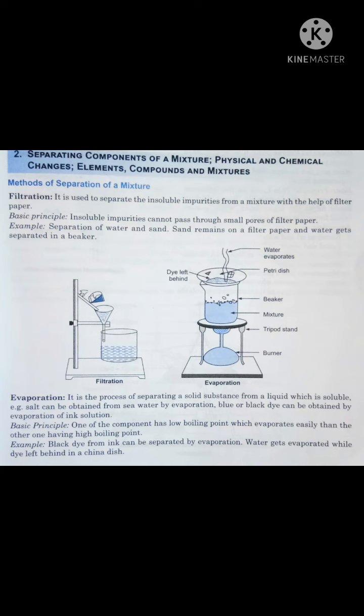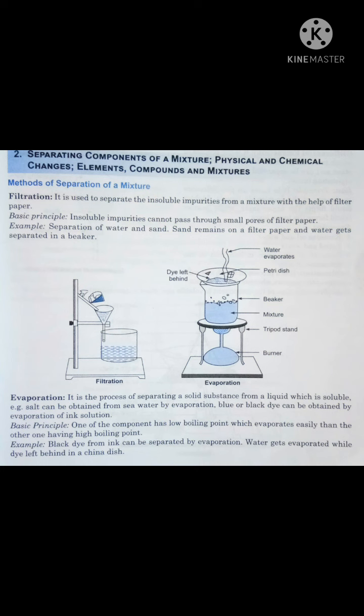Next process is evaporation. It is the process of separating a solid substance from a liquid in which it is soluble. For example, salt can be obtained from seawater by evaporation. Blue or black dye can be obtained by evaporation of ink solution. Basic principle here: one of the components has a low boiling point, so it evaporates more easily than the other. That is, here boiling point is taken into consideration. Example again: black dye from ink can be separated by evaporation, and water gets evaporated while the dye is left behind in a china dish. You see, evaporation and filtration, both the pictures are given.